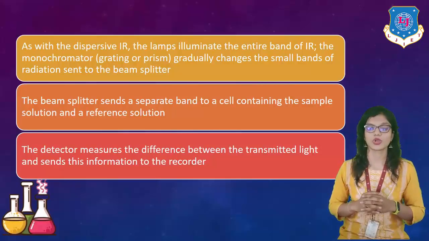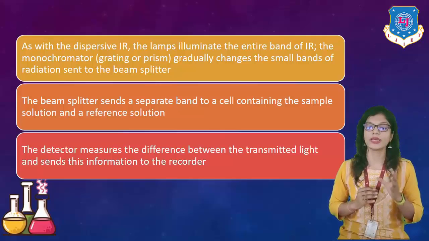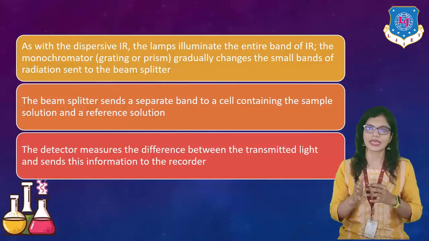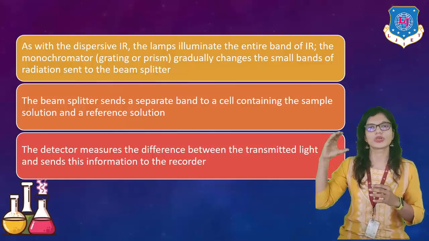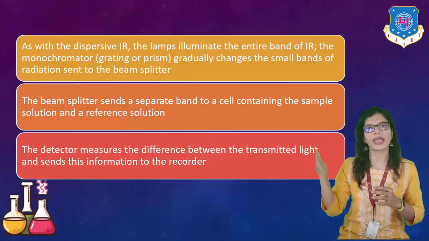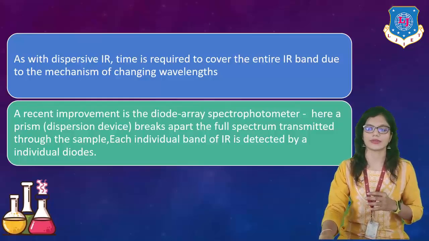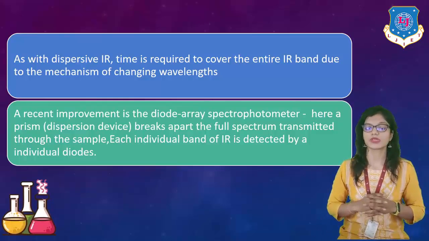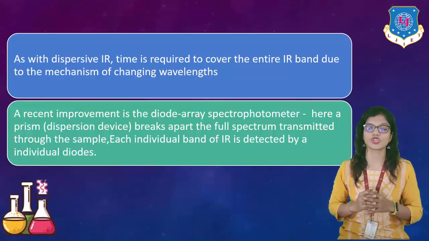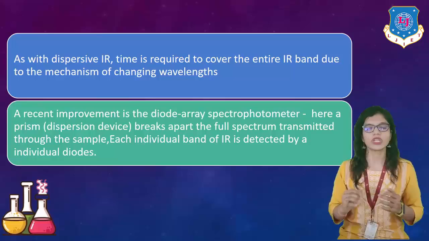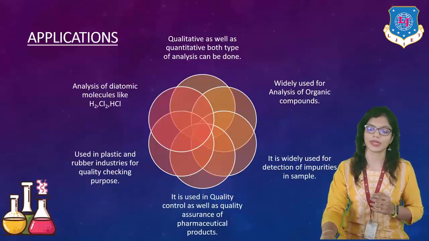So here, as we all know, in the similar way, in the dispersive IR, the lamps illuminate the particular band of IR. The monochromator, generally a prism, gradually changes the small bands of radiation. It sends it to the splitter, goes to the sample and reference tubes and moves ahead to the detector, right? As with the dispersive IR, time is required to cover the entire band due to the mechanism of changing wavelength. And nowadays we use a prism for it.